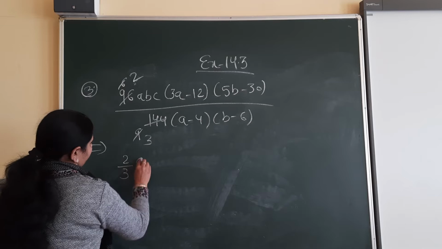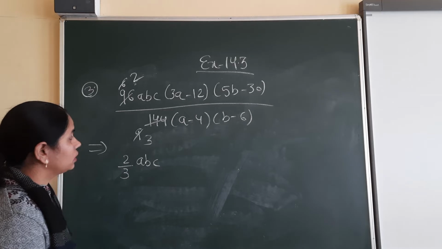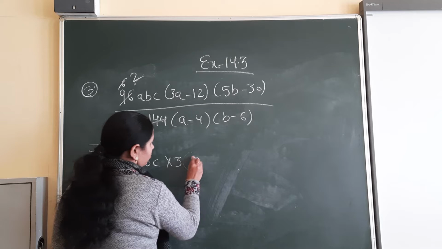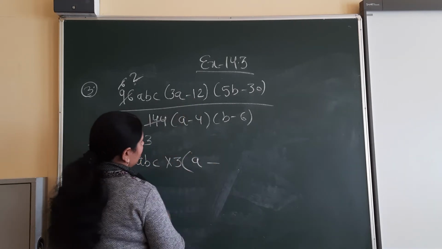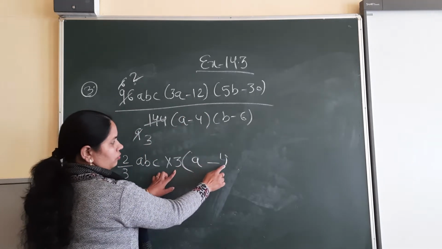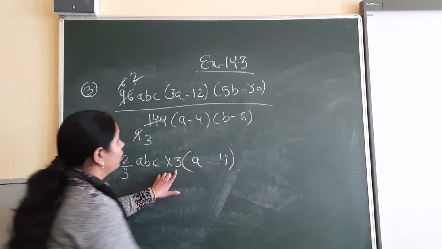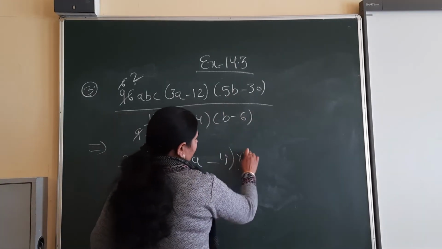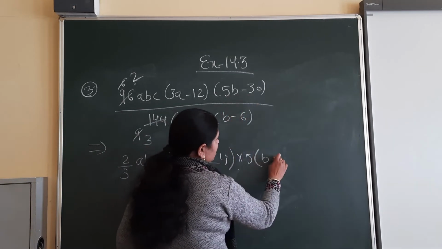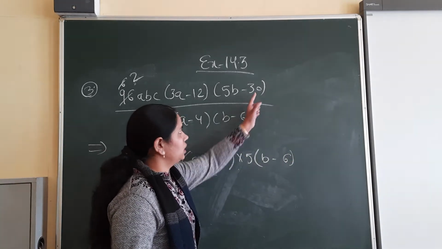Now this abc. Now look at this bracket. In this bracket, 3 is common. So write here 3. Now what is remaining from the first term? A, this sign minus, and 3 4s are 12, so 4 is remaining. I am writing here a minus 4. From this bracket 5 is common. So write here 5. What is remaining from the first term in this bracket? That is b, minus, 5 times 6 gives 30. So write here 6.